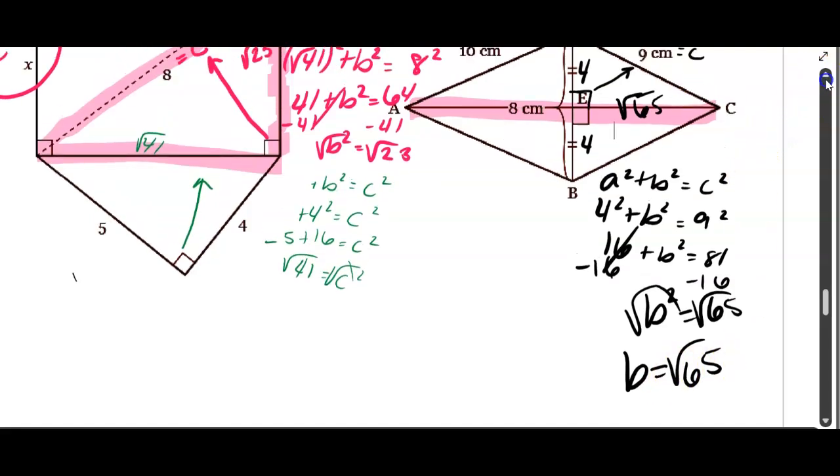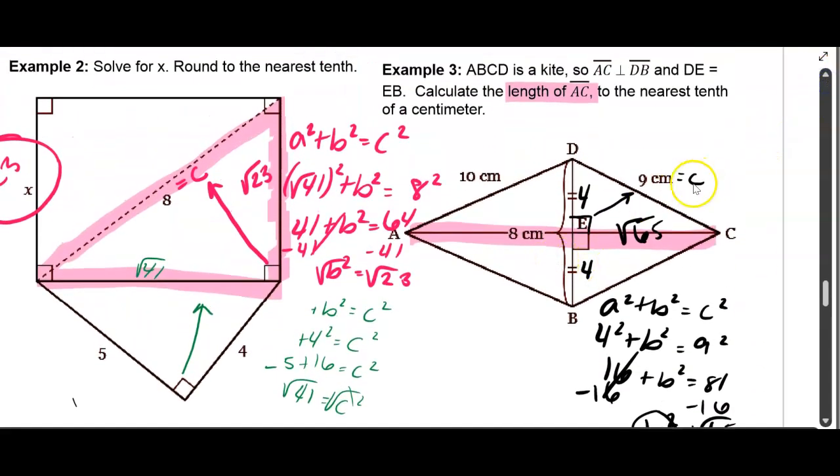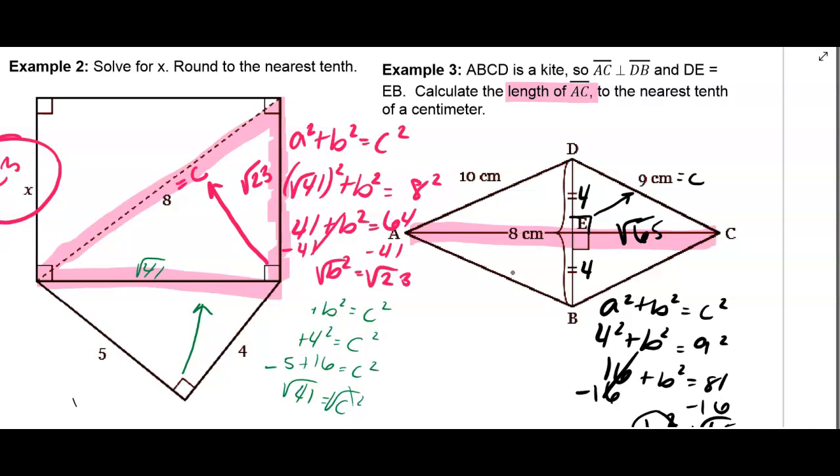Now, I want to find this entire length right here. Now, they tell me something really important here. DE is congruent to EB. So if I know these two sides are congruent, now what I can do is figure out this one. Oh, you do know this one. You know this is 8. We know this is 10. We know this is 4.